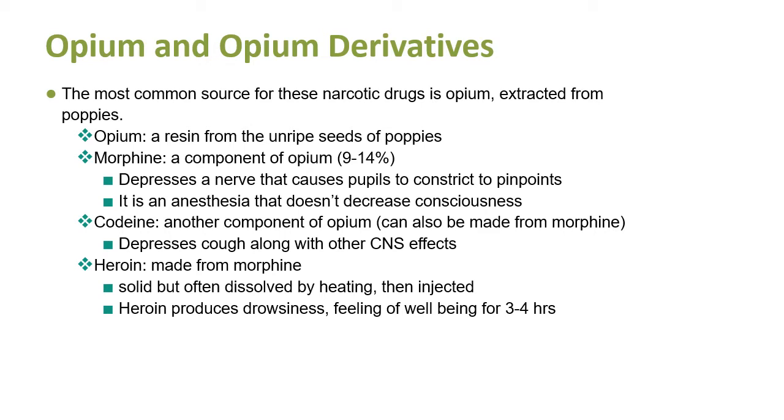Heroin, similarly, is a chemical that is made from morphine. So it's not a natural product. We have to make heroin from morphine, but it's not particularly challenging. And it is a solid that you can turn into liquid by a little bit of heating. It doesn't take much to heat it to a liquid, and then inject it. It produces a very strong feeling of euphoria, and drowsiness, but a very relaxed state for a few hours, and it is heavily addictive.